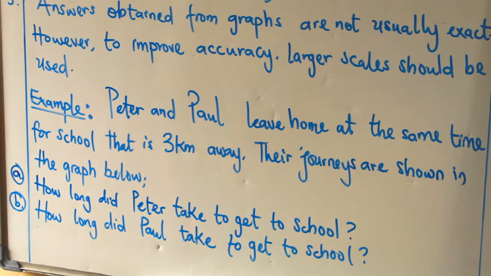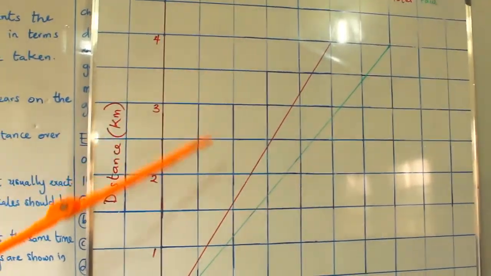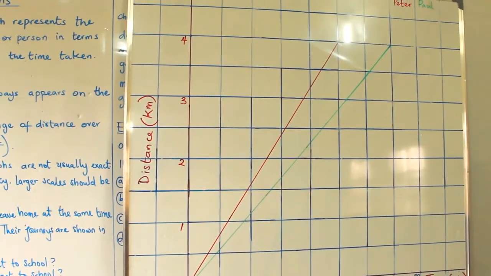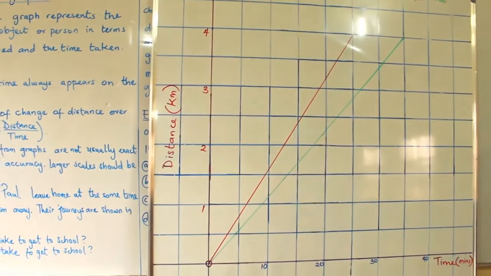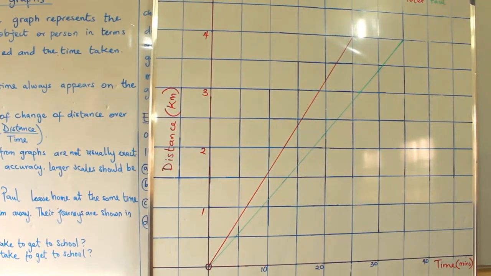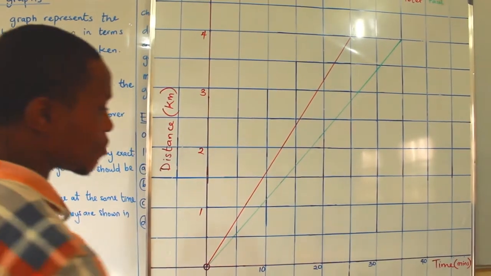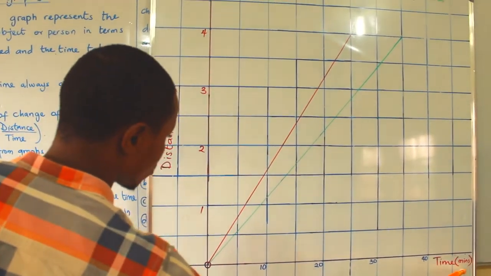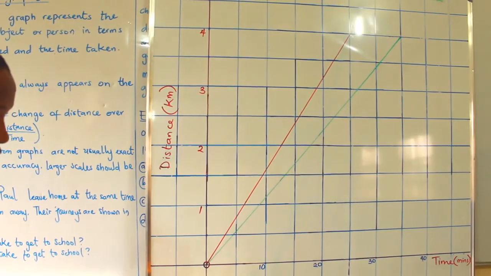The first part of the question is, how long did Peter take to get to school? And the second part is, how long did Paul take to get to school? I want us to look at the graph. We have the graph of Peter and Paul's journey to school. It is a travel graph, and from what we noted, the time is always on the horizontal axis.